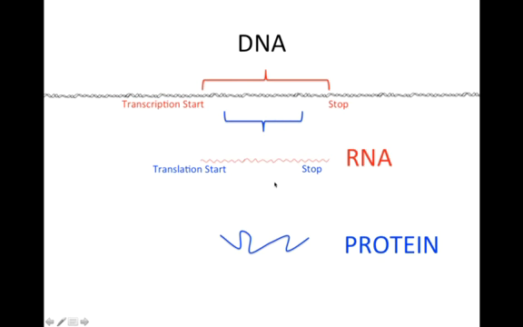And so we can remember that the RNA is really just kind of a copy of the DNA. So the sequences that specify this start and stop are also there in the DNA. Within the DNA, if we look at it, we have a transcription start and stop, and within that we have a translation start and stop.